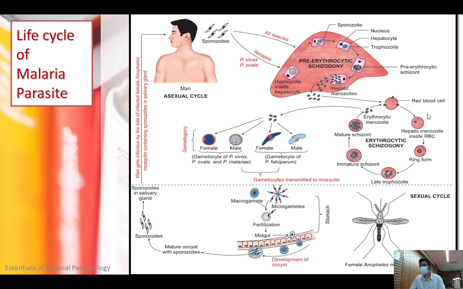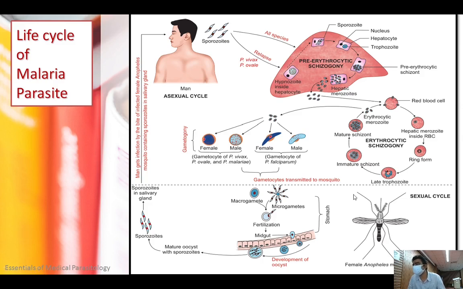It's clear, no? The life cycle? Yes, sir. Okay, and you can see the picture of this female Anopheles mosquito. Can you see it properly here? Remember, there are different species of Anopheles. Even if you don't remember the species, it's fine, but Anopheles you cannot afford to forget.